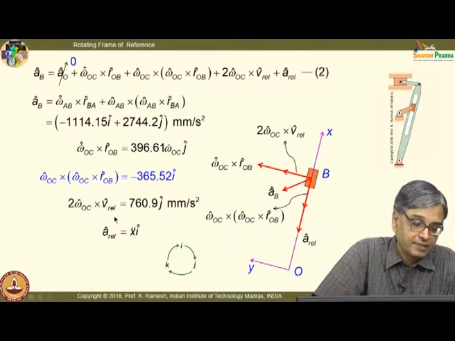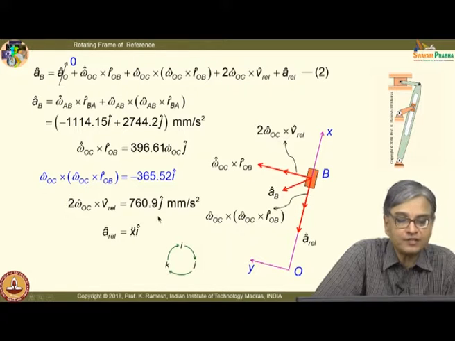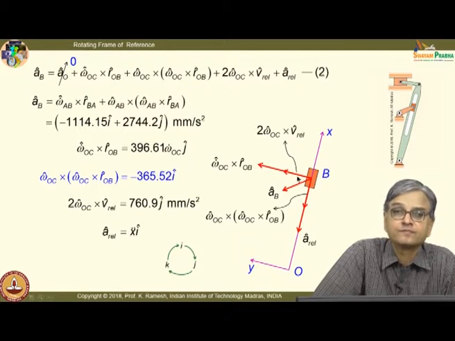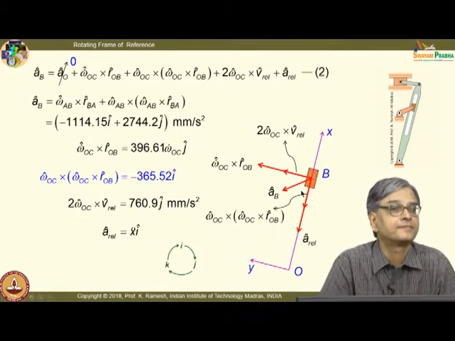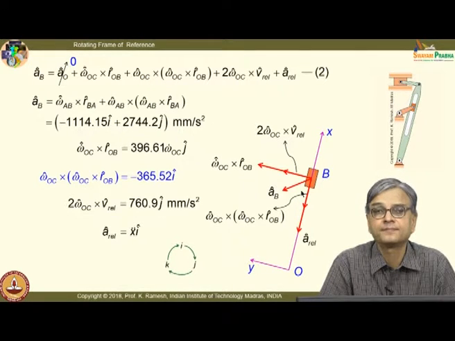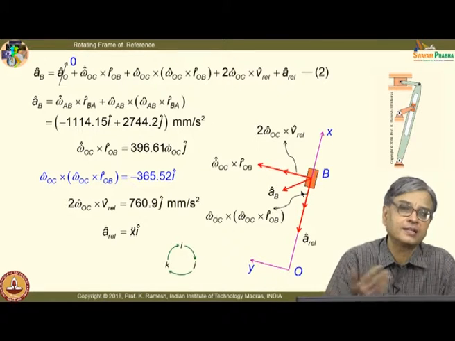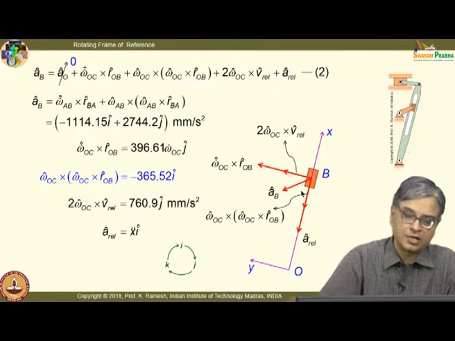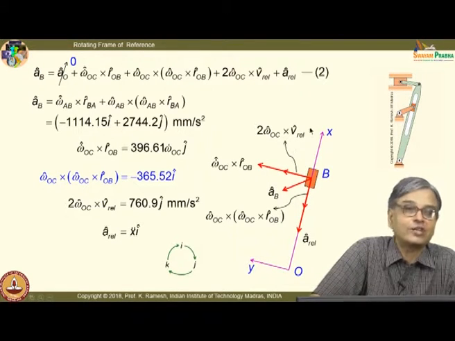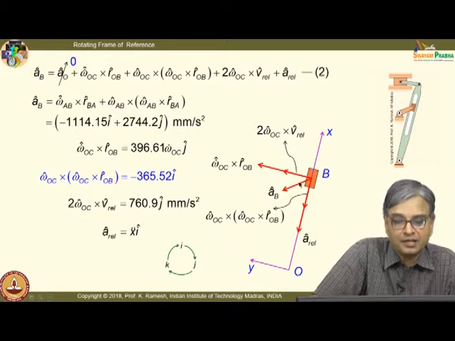Coriolis component. Can you just find out what is the direction of this? The direction of Coriolis component is this. Please make a sketch and note this. And you find this perpendicular to the slot. We will discuss about it a little while later. You will always find this is perpendicular to the slot when I have a slotted member. The sense is determined by the angular velocity. And one of the important aspects in Coriolis acceleration, what is the direction of Coriolis acceleration? This is one of the important parameters that you need to find out.